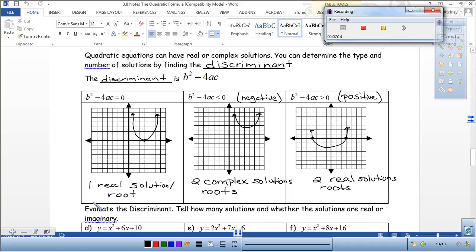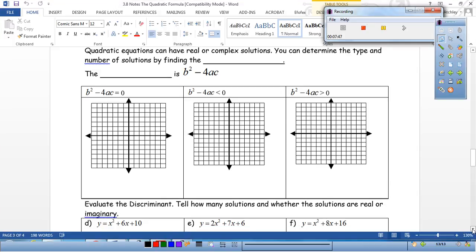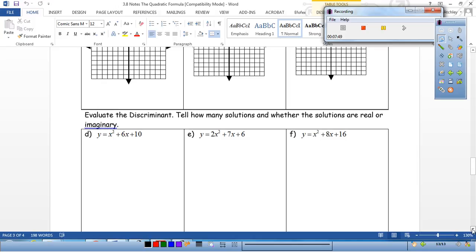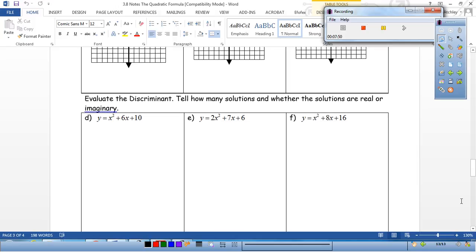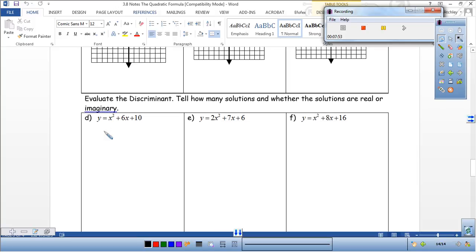Okay, when we are dealing with a discriminant, it's just an idea to help us identify what our answer should look like and what our graph is going to look like. Okay. Will it touch the x-axis only once, not at all, or two times? Okay, that's how we would use it. So here we're just going to find the discriminant and tell how many solutions there are.